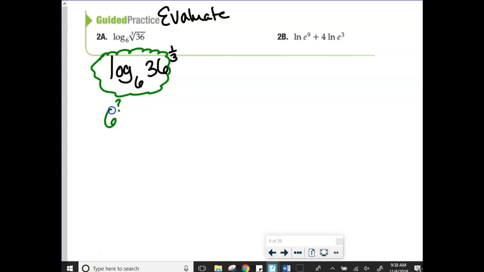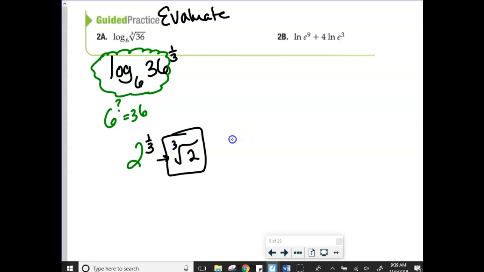This is asking you: 6 to what power gives me a 36? This bubble is a 2. But this bubble is raised to the 1/3 power. So you're probably thinking to yourself, well, now what? That's kind of it. The answer is cube root of 2. That's a weird question. I wouldn't put that one on your test.